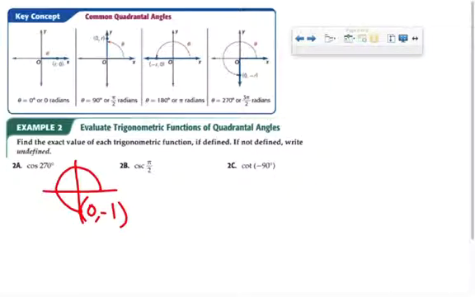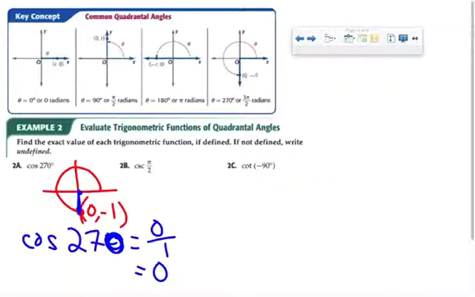That this is going to be x over r. But I would hope that you'd notice that my r, that's the distance from the origin to that point, is also 1. All right, so this is cosine of 270 is going to equal x over r, so that's 0 over 1, which is just 0.